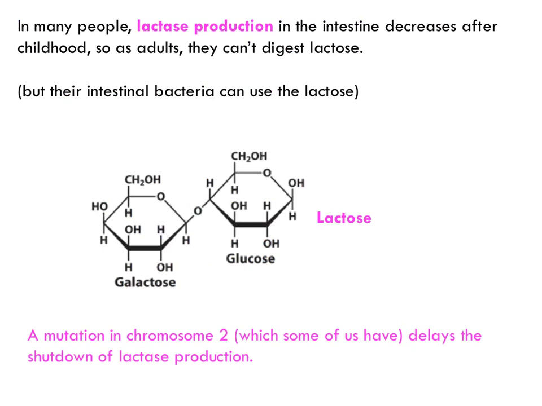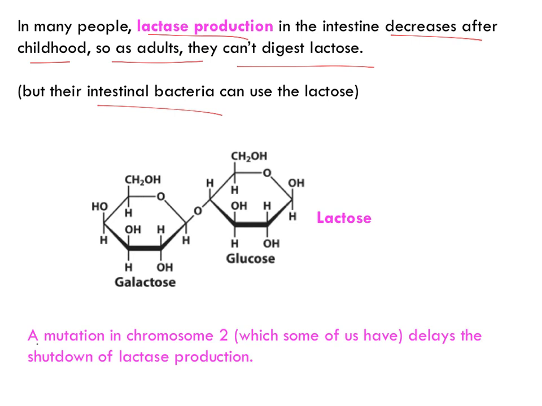And for a lot of people, lactase production in the intestine decreases after childhood. So as adults, they can't digest lactose, but their intestinal bacteria can use the lactose. This usually results in bacteria producing byproducts that are gases, which tend to make people gassy.